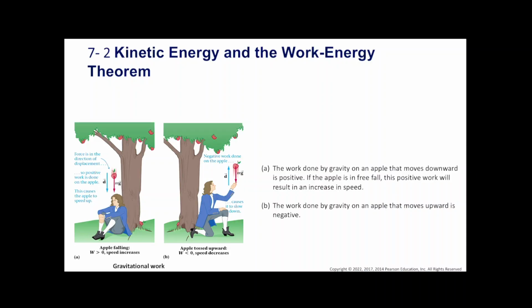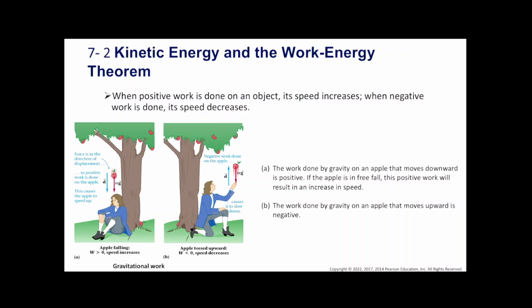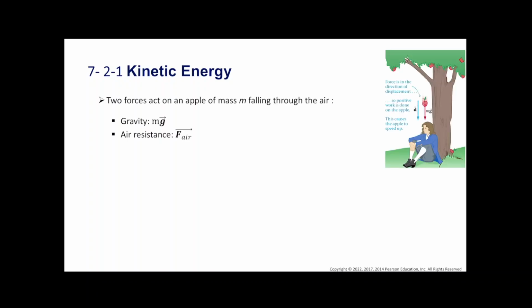So in general, whenever the total work done on an object is positive, its speed increases, and whenever the total work done is negative, its speed decreases. Now consider an apple of mass m falling through the air, and suppose that two forces act on the apple. One is gravity, which is mg in the downward direction, and the other is the average air resistance, F air.